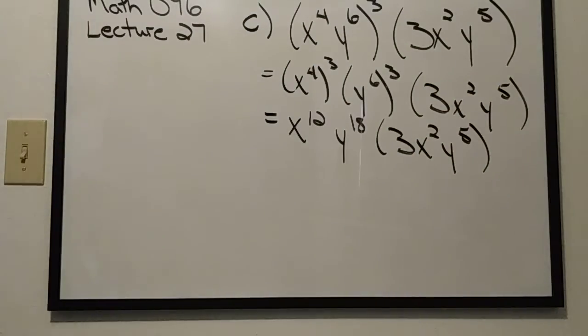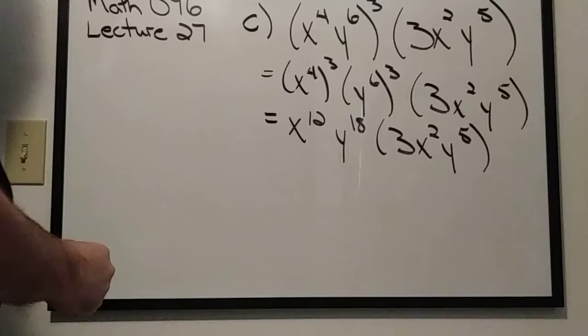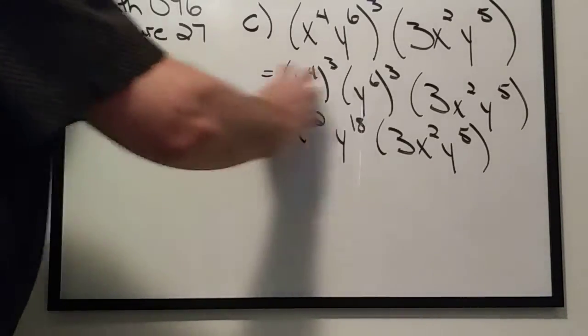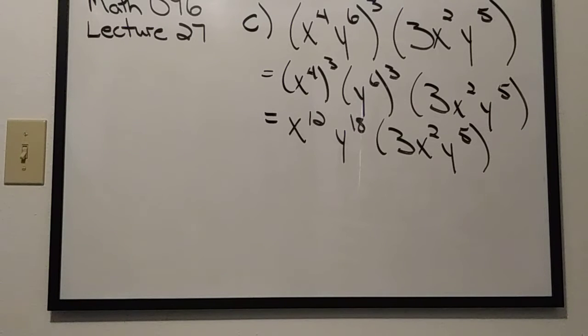So now that we're here, sometimes people get a little bit confused because they think about these two chunks as a piece that cannot be separated. So they think about this as x to the 12th y to the 18th. And then they think about this as 3x squared y to the fifth. And they're pieces that are not separable. But that, in fact, is not true.